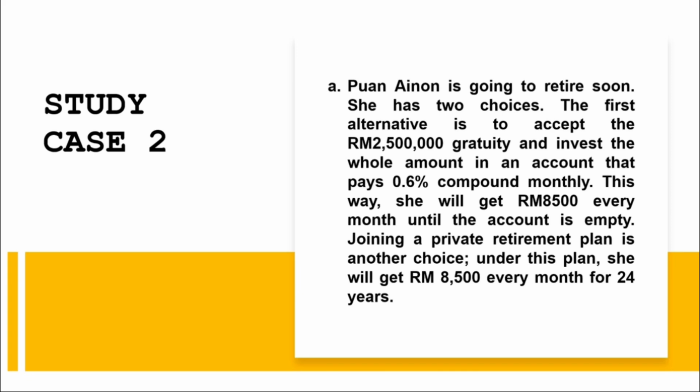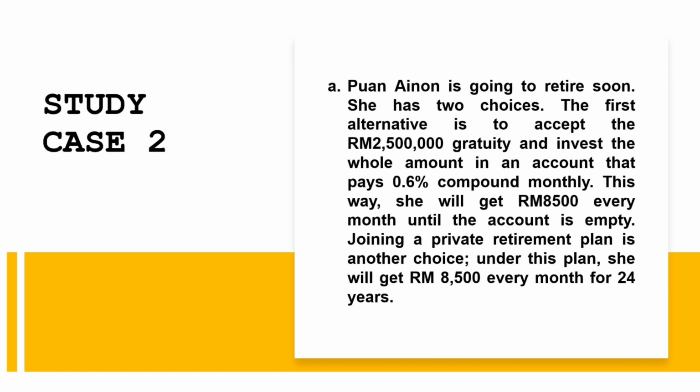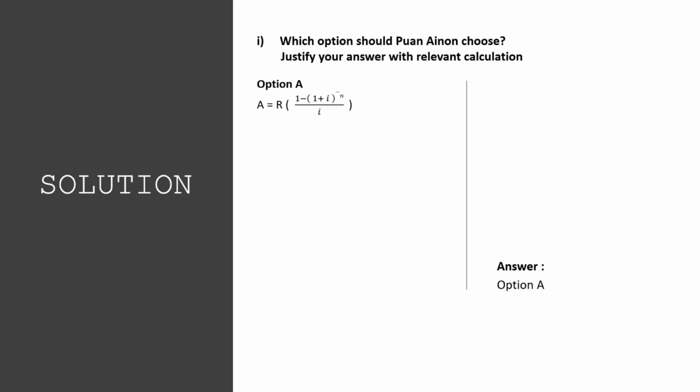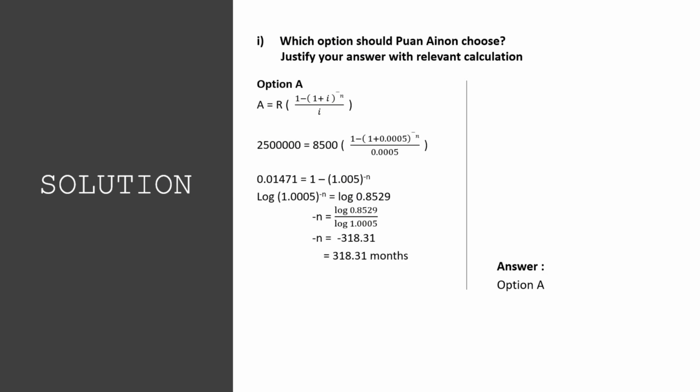Another choice is joining a private retirement plan. Under this plan, she will get 8,500 every month for 24 years. The question is, which option should Puan Ainun choose? Now we have two choices. The first choice is option A.